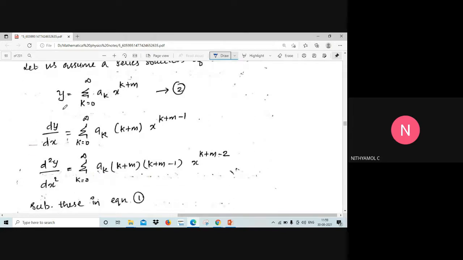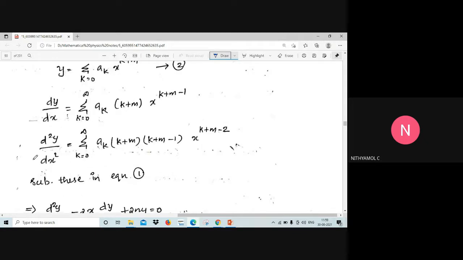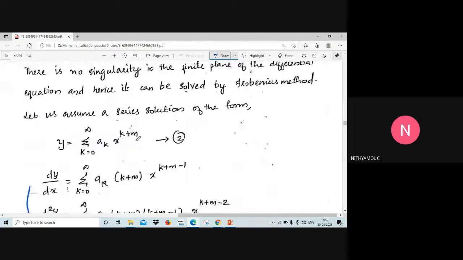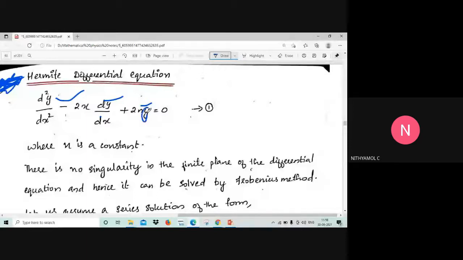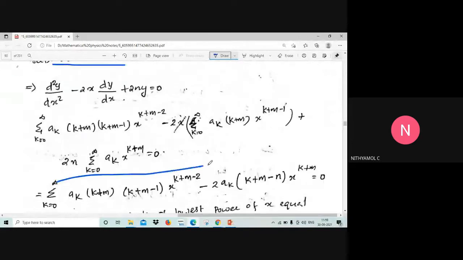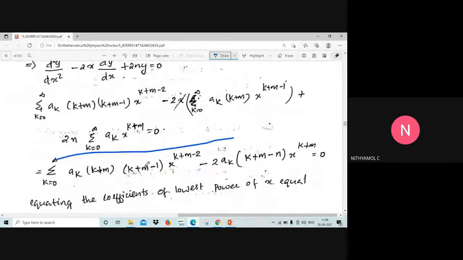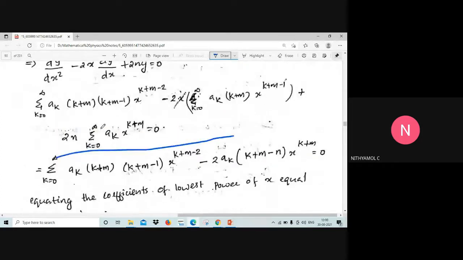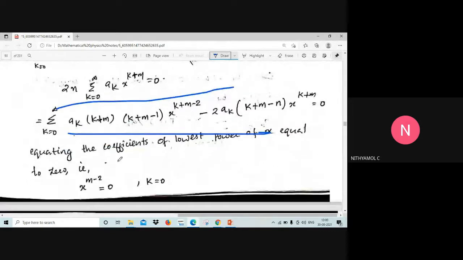Then we have to differentiate the assumed solution with respect to x and x square. So we will get these two equations, and we can substitute them in equation one, that is, instead of d square y by dx square, dy by dx and y, we can substitute these. So we will get this form, just substituting. Now we arrange this equation like this. The first step is equating the coefficient of the lowest power of x.